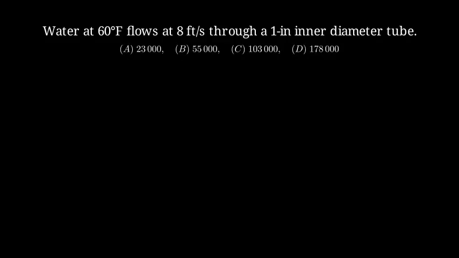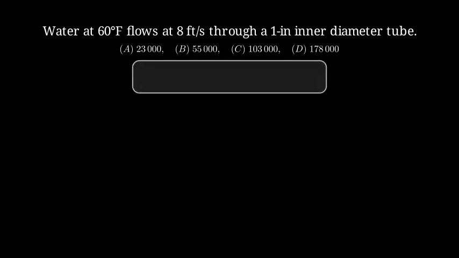Let's draw a simple side view of our pipe. We'll mark the inner diameter d equals 1 inch. Then we'll show water flowing at velocity v equals 8 feet per second.